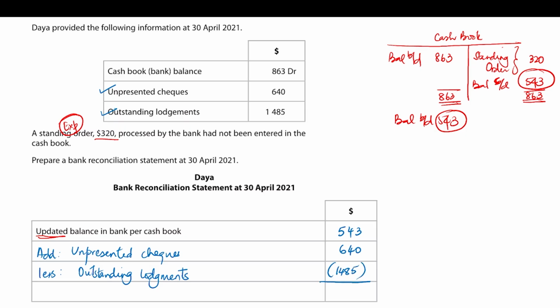And let's calculate. We will add these two and we subtract. So we get 302 negative balance. It's under bracket, a negative balance. So this is the balance as per bank statement. So credit balance, that means this is an overdraft, OD. 302 is a negative balance, so it's an OD as per bank statement. This is how we will prepare the bank reconciliation statement for this question.